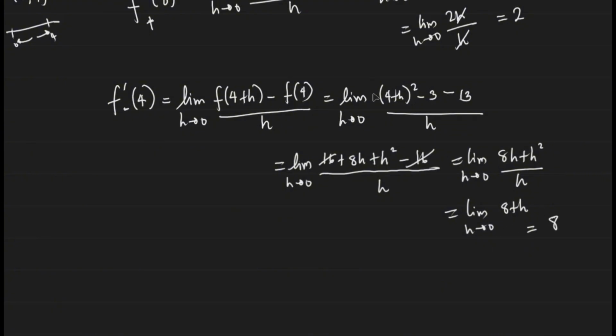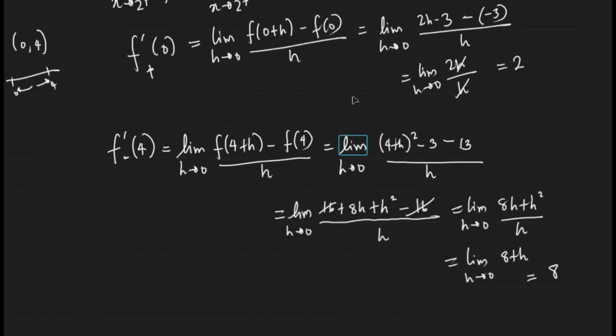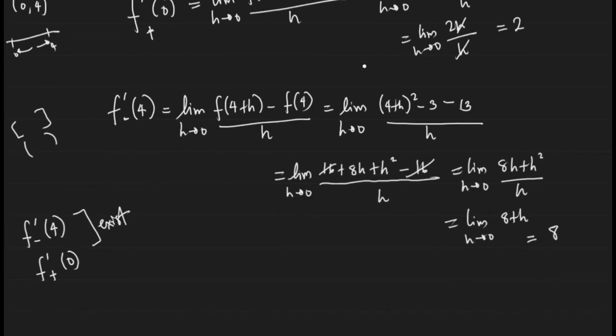Now we have discovered that the left hand derivative and the right hand derivative exist, and because the two of them exist, we have differentiability. The definition based on open and closed intervals is on existence of both the left and the right. Do you understand? So these two guys exist. One gives us 2, the other gives us 8. Because the two of them exist, we are sure that the function is differentiable.